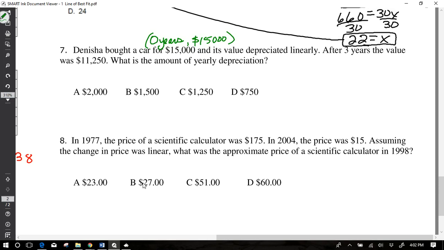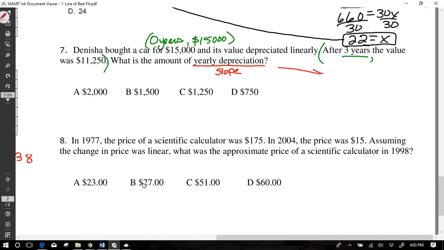Then they're going to give me another ordered pair. After 3 years, the value was $11,250. What is the amount of yearly depreciation? There's really one of 2 ways that you can solve this. We did problems like this in our last unit where I gave you 2 ordered pairs and then you wrote the equation of the line for me. They are asking about yearly depreciation, which is just another word for the slope. They just want to know the slope.